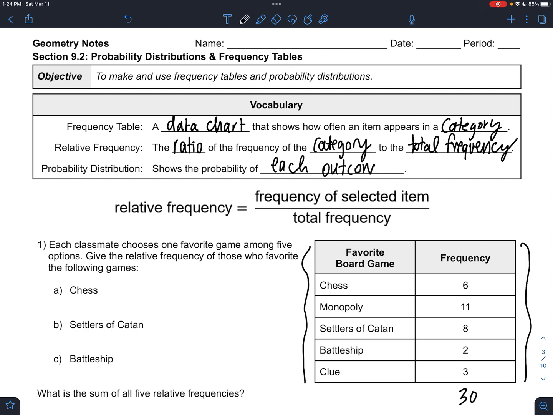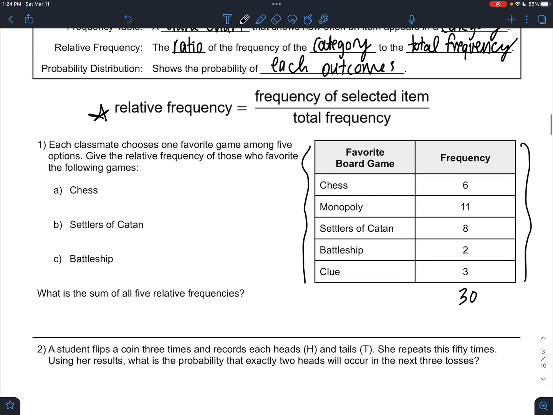And our probability distribution gives the probability of every single one of those outcomes. It just does a lot of calculations so we can see how likely each outcome was. So the key formula here is when it says relative frequency, you're going to select the frequency of some desired outcome over the total. So when I look here and I want to see how many people chose chess, what's the relative frequency of choosing chess?